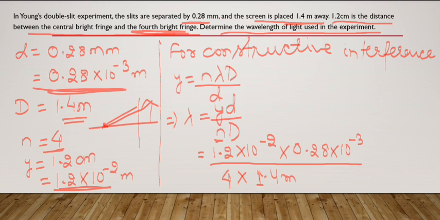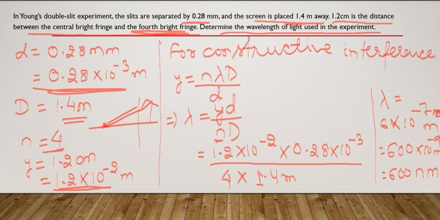Clear? From here, students, when we calculate, we get the value lambda is equal to 6 multiplied by 10 to the power minus 7 meter, or it can also be written as 600 multiplied by 10 to the power minus 9 meter, and 10 to the power minus 9 means nanometer. Clear? That's it with this question.